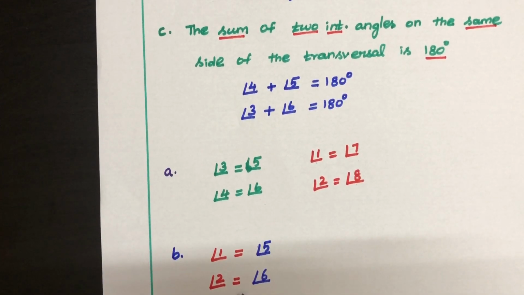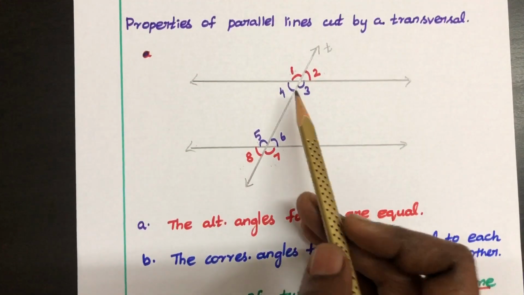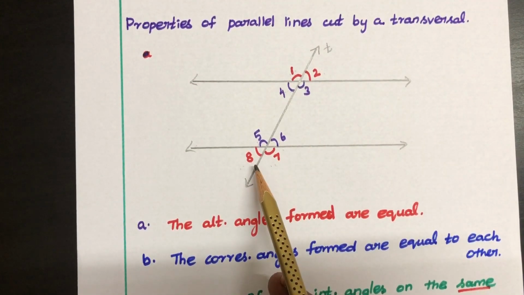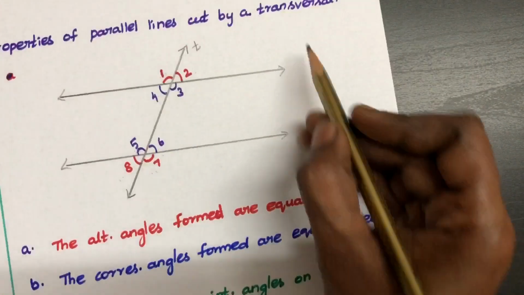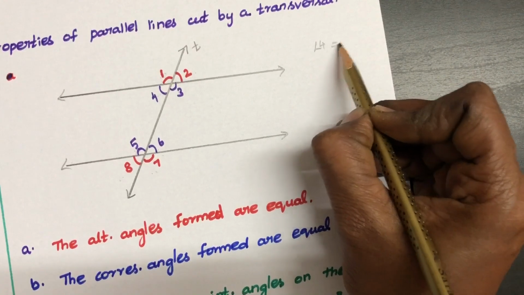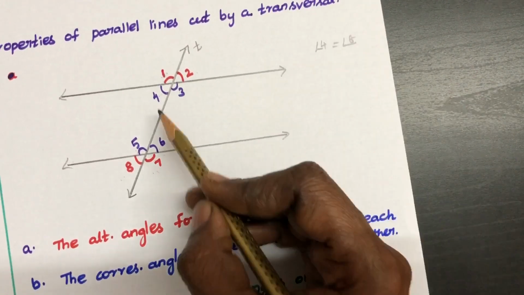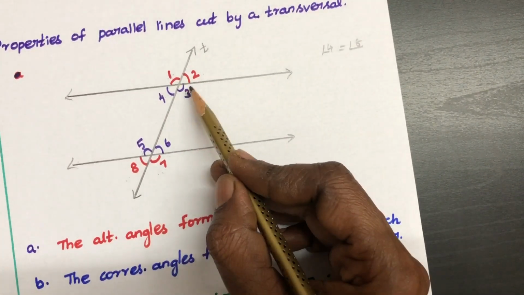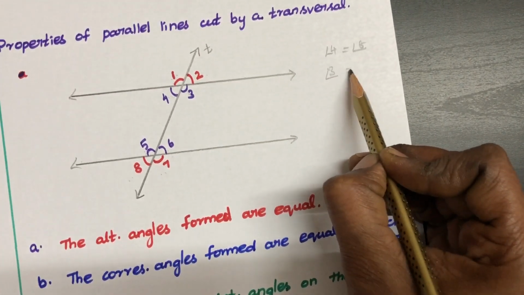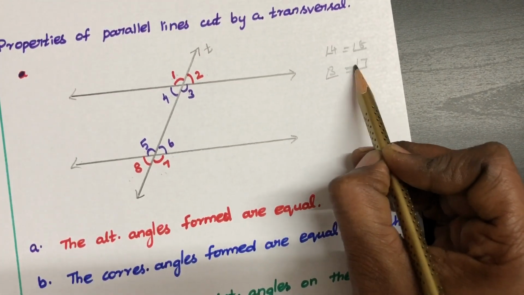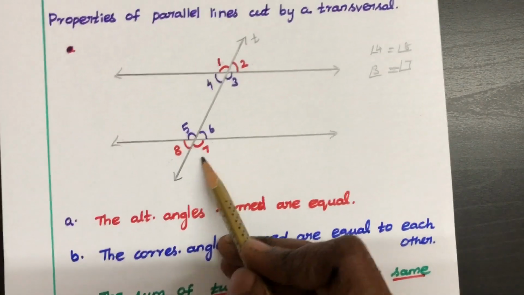Similarly, 2 equal to 6. The corresponding angles. These are all corresponding. Similarly, another corresponding angle is 4, 8. Correct? So, this angle 4 is equal to angle 8. Here corresponding 3 and 7. So, 3 is corresponding means it is equal. They are equal. 3 is equal to 7.